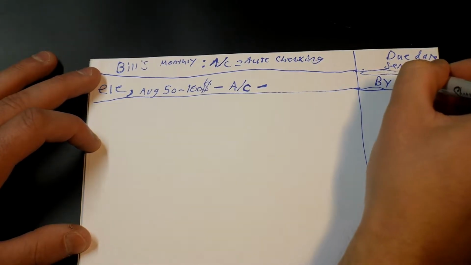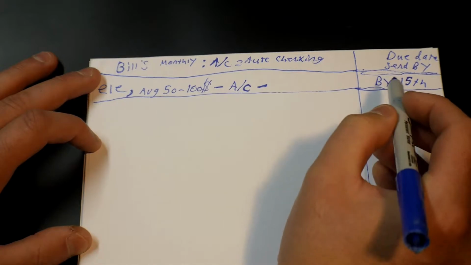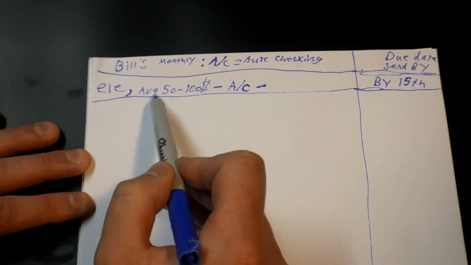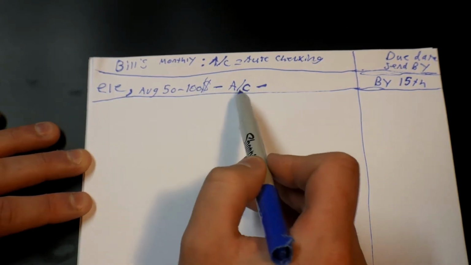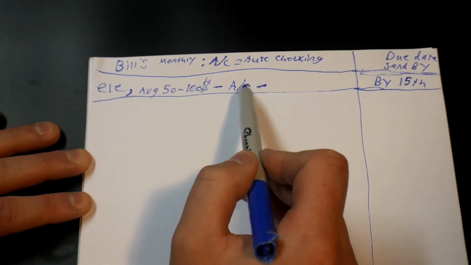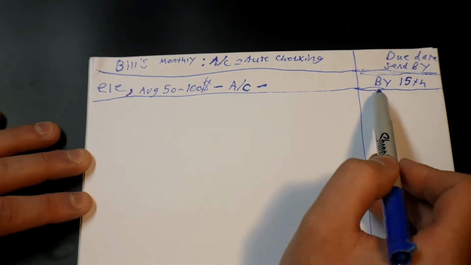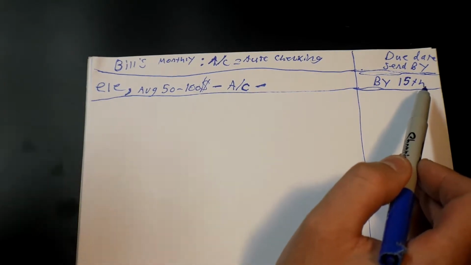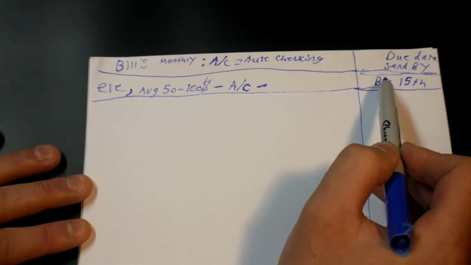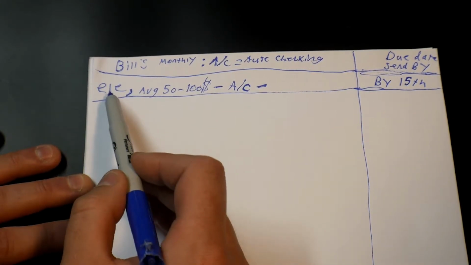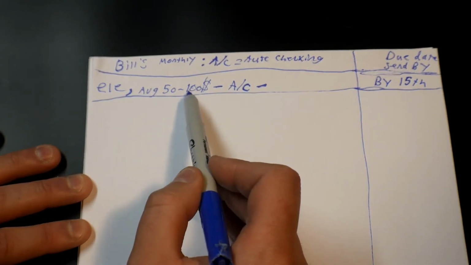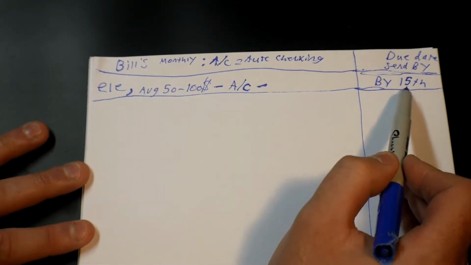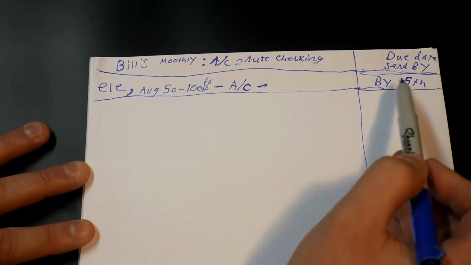I would write by the 15th. So by 15. So again, we write the name of the bill, we write the average cost of that bill, we write how we pay that bill, which is auto checking, and then we write when it's due by, or when we need to send the check by if we're sending a check for a bill. So by the 15th. That means we need to have anywhere from $50 to $100 in our checking account by the 15th every month to make sure we have enough money to cover that bill.